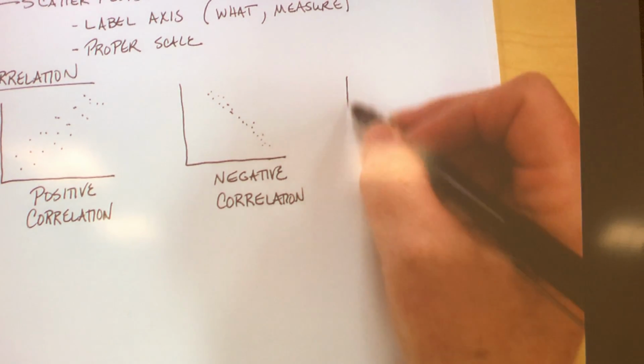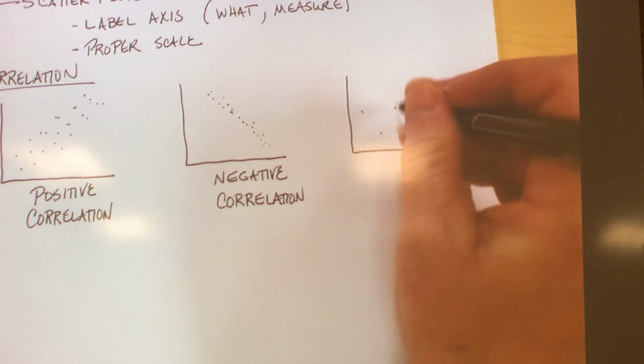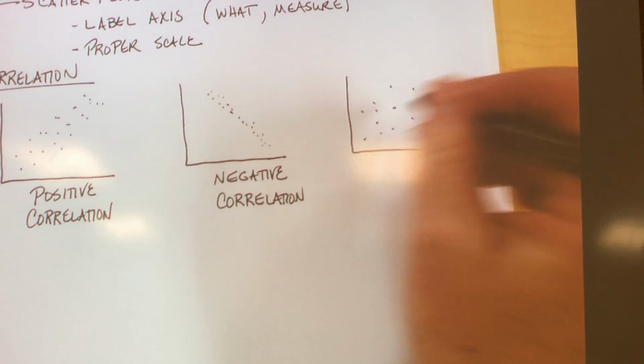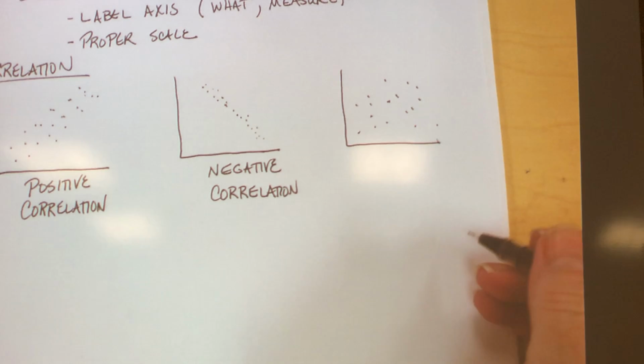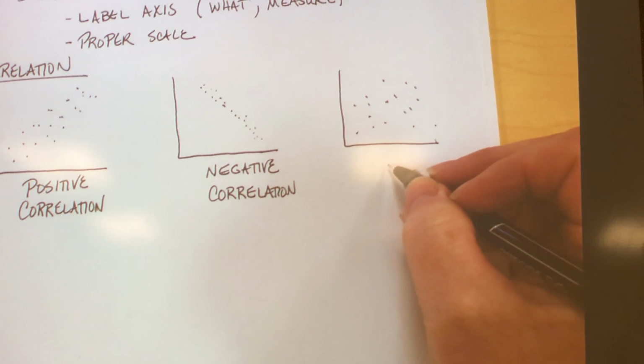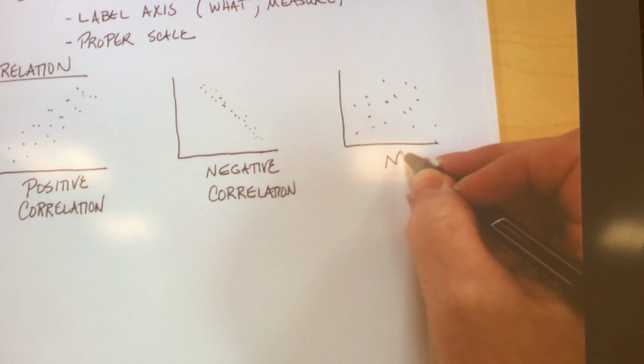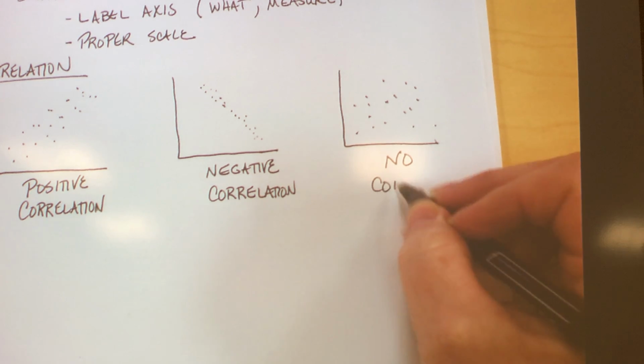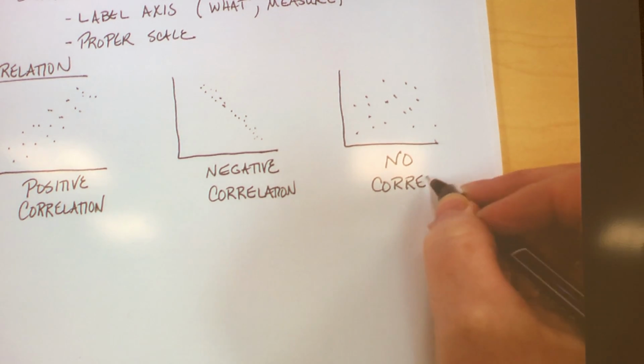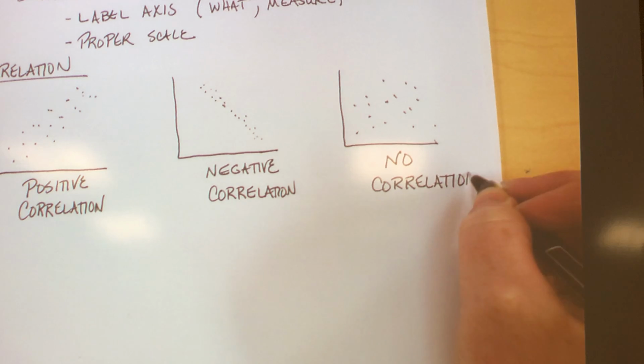And the last one? That is what you call very neutral. Okay, this is no correlation.